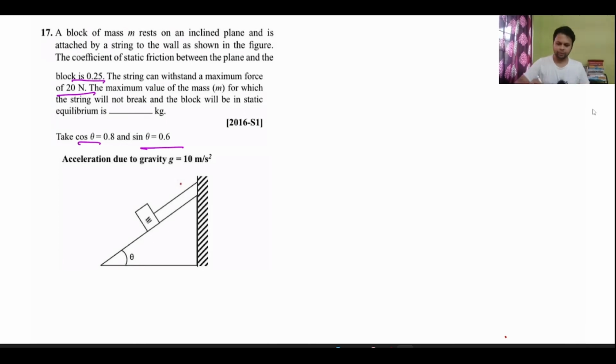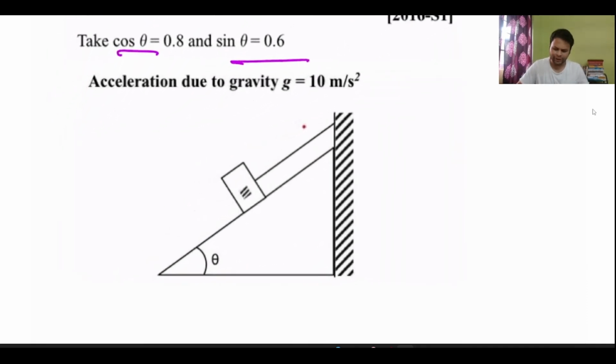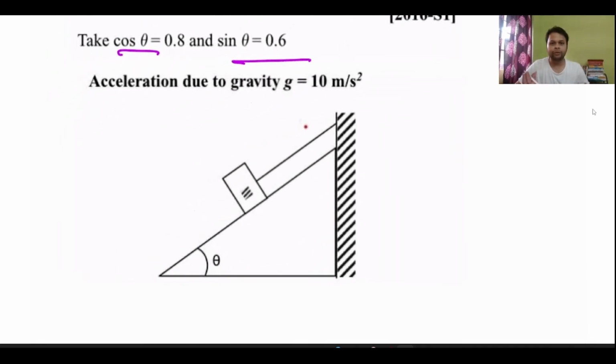So this is a very simple question. Simply you have to draw the FBD of the block and you will get the answer. So let us try to find out the FBD. So I am drawing the FBD in the figure itself. Let me tell you, for FBD we should not draw the surrounding, but for ease I am drawing the FBD on the figure itself, because this is an objective question and nobody is going to see how I have solved it. Had it been a subjective, I would have drawn the figure separately.